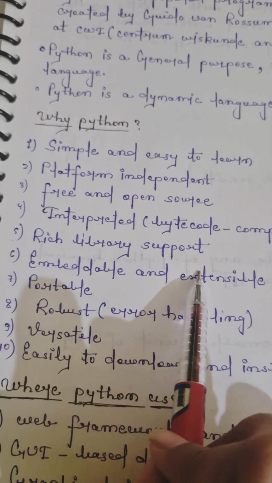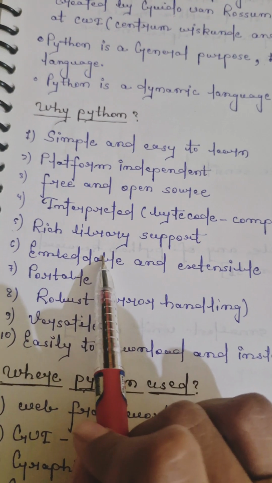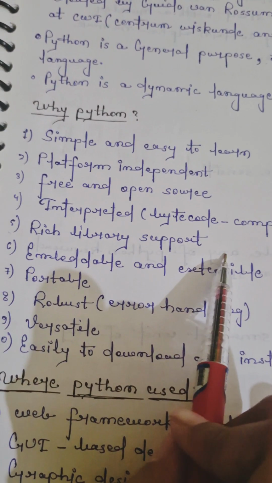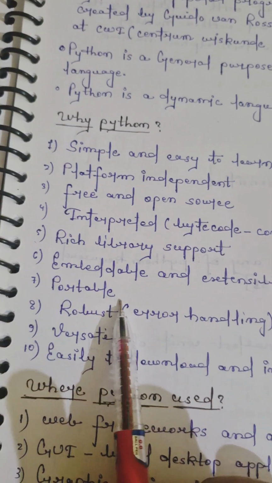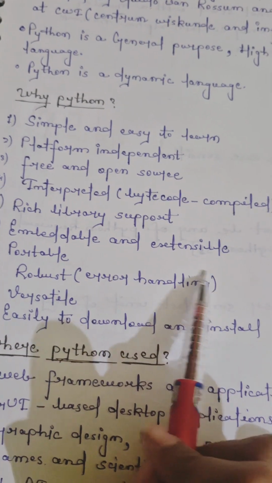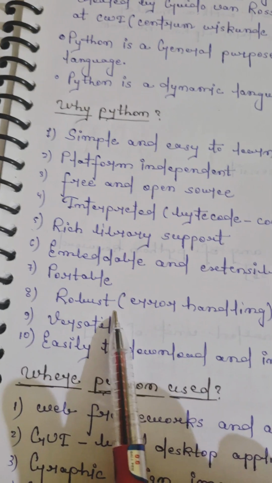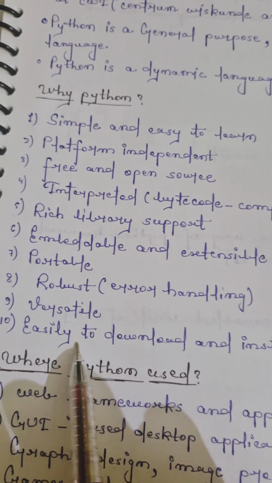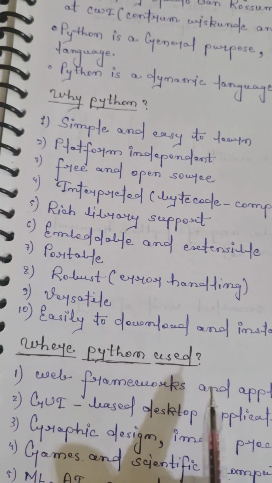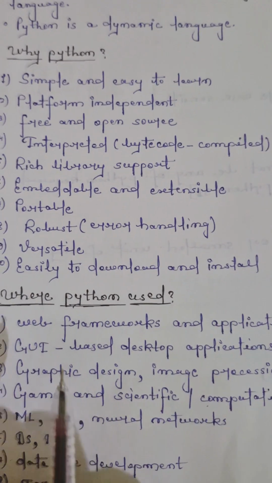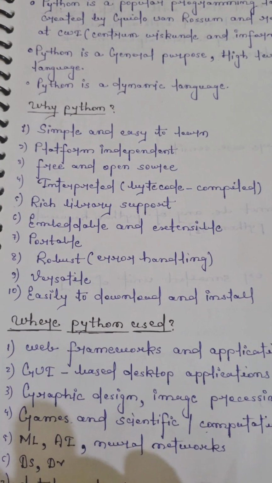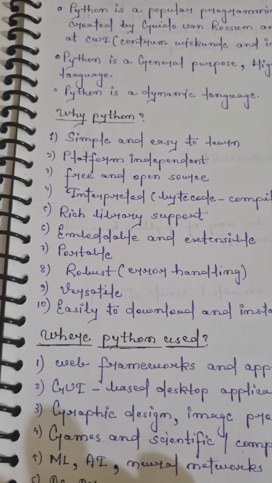Rich library support. Python has the largest library support. Then embedded and extensible. It is embedded and extensible also. Portable, robust, versatile, and easy to download and install. Like we can easily download and install the Python compiler, all this.